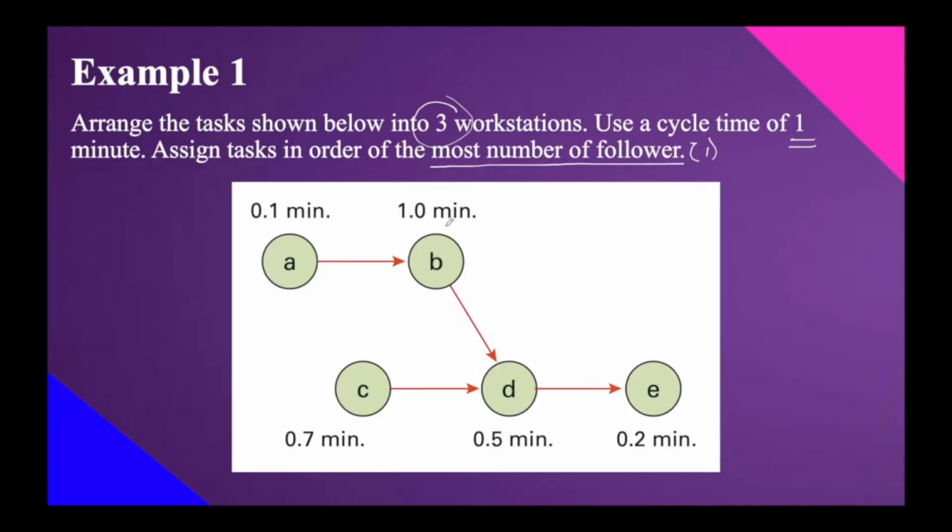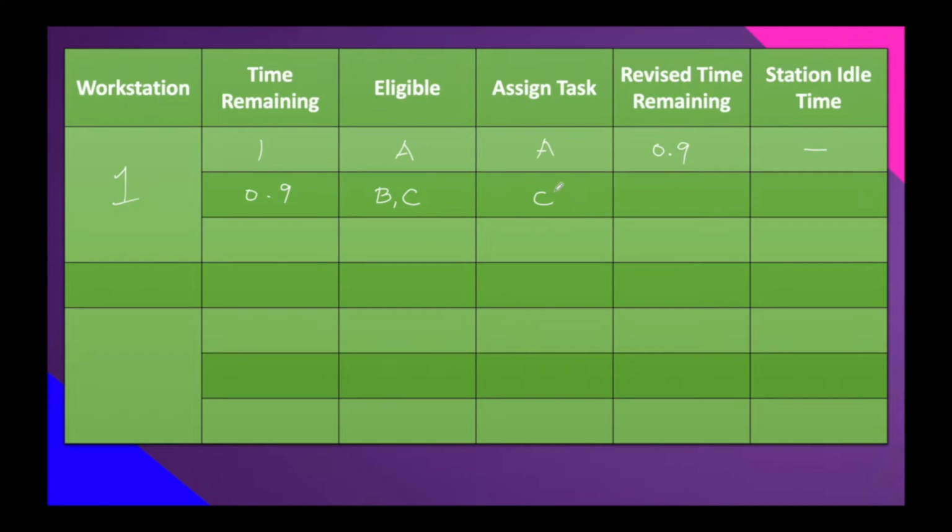Si B is 1 minute, so hindi na siya kasya. Hindi natin pwedeng isiksik si B sa workstation 1 dahil ang cycle time niya is 1 minute. Dahil si C is 0.7, kaya po siya yung pipiliin natin. 0.7, meaning 0.9 minus 0.7, we still have 0.2 minutes. And wala pa tayong idle time. Okay, wala pa. Minamaximize pa lang natin. So, we still have here 0.2 minutes.